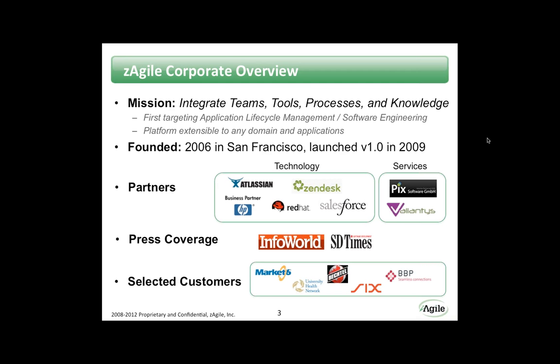There's a look at our partners, both on the technology and the services side. We've received some quite favorable coverage in the press. I invite you to Google zAgile for InfoWorld and SD Times articles. A look at some customers. Our customers range from really small software companies, for example, in the Bay Area and worldwide, as well as to larger organizations worldwide.